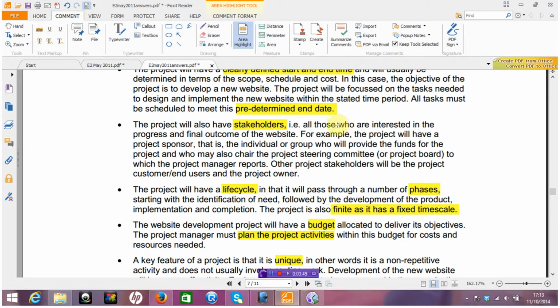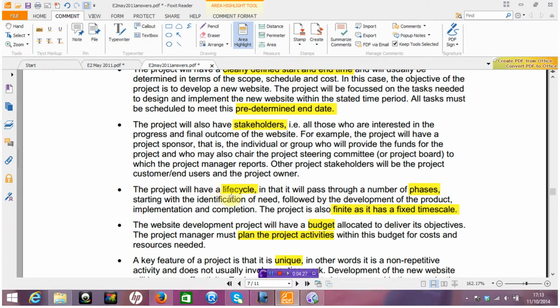Okay, so it may well be that under this heading you might want to denote the types of stakeholders that are involved. Now, the obvious one is the sponsor providing resources, perhaps even the steering committee or the board who the PM reports to. Okay, so important if you're mentioning stakeholders, mention who they are. A couple of other possibilities there in terms of the project owner or indeed users concerned.